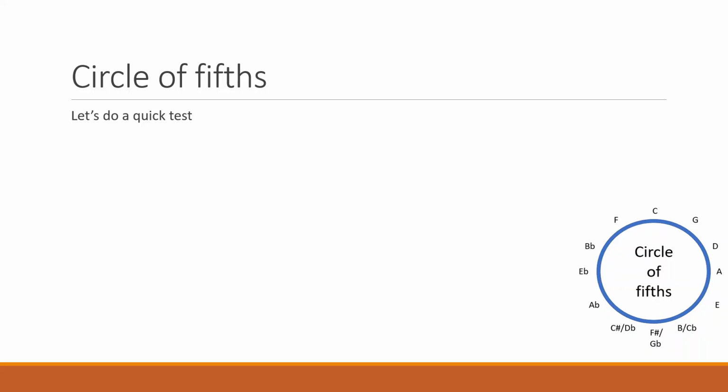Let's do a quick test. How many sharps has B major? 1, 2, 3, 4, 5. Easy. How many flats has A flat major? 1, 2, 3, 4.